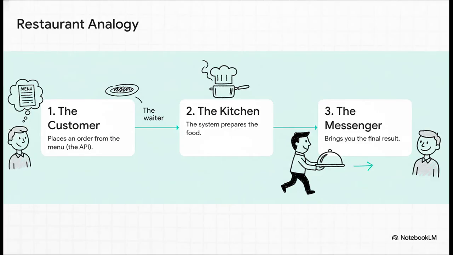There's a great analogy for this, the restaurant. Imagine you're sitting at a table. You don't just walk into the kitchen and start cooking, right? No way. Instead, you get a menu. That's the API. It tells you what you can order. Then you give your order to the waiter. The waiter is the messenger. The waiter takes your request to the kitchen. That's the system. And a little while later, brings back your food. You get exactly what you wanted, and you didn't have to know a single thing about the recipe or how the kitchen is run. That is what an API does.